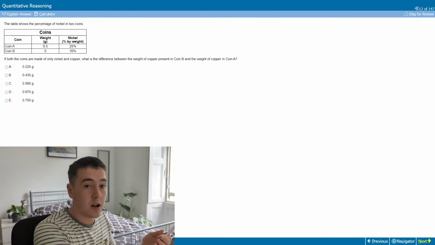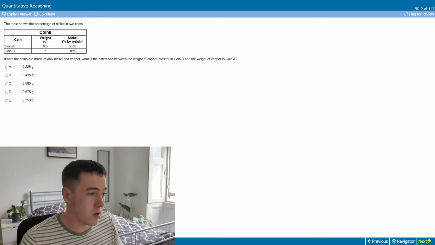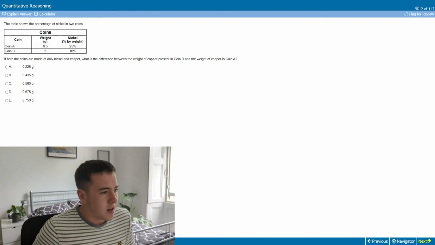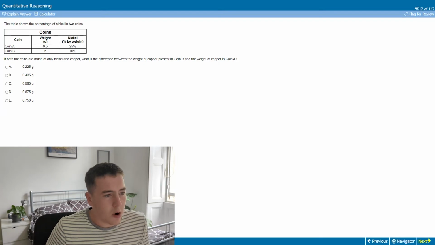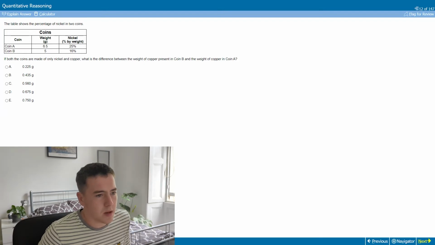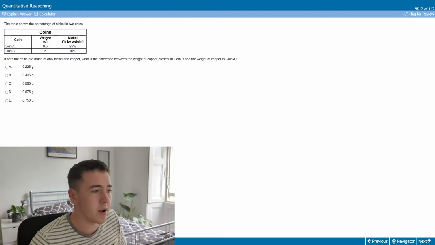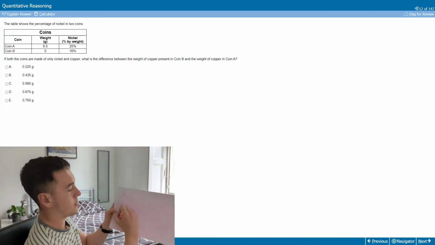Right, again here we've got a table question, but it doesn't look too wordy, so I would take it on and give it the benefit of the doubt. We've got coin A, coin B. If both the coins are made of only nickel and copper, what's the difference between the weight of copper present in coin A and coin B? Okay, and then what are we given? We're given the percentage of nickel, and we are asked the weight of copper. That's fine. So now I'd be writing an A here and a B here.